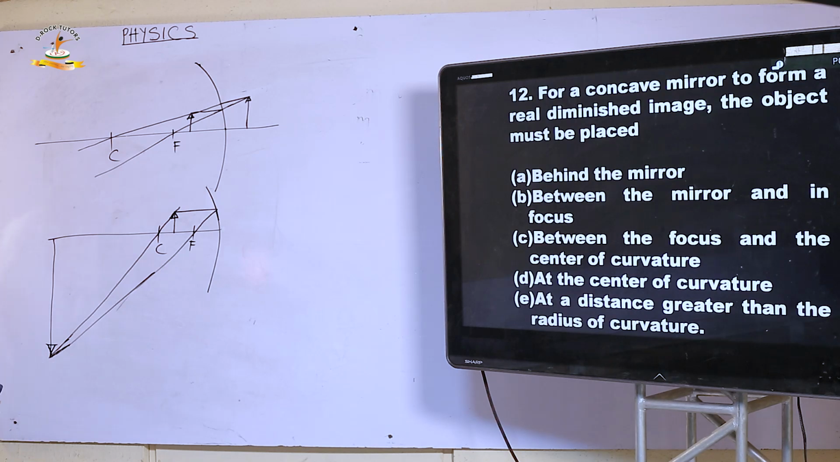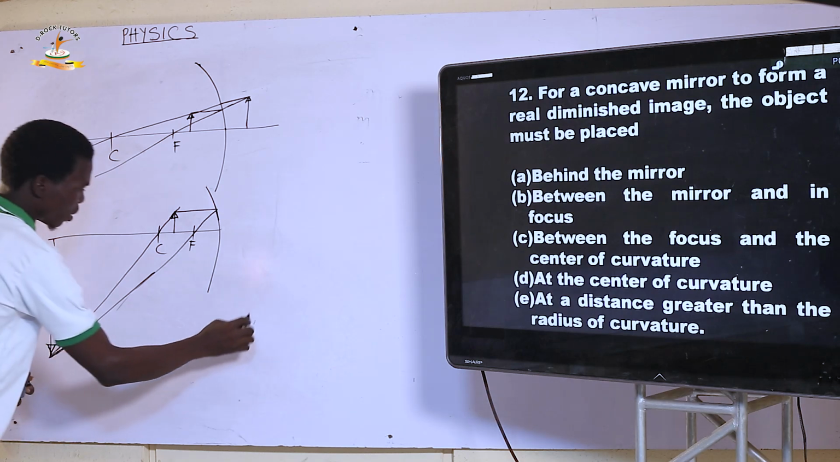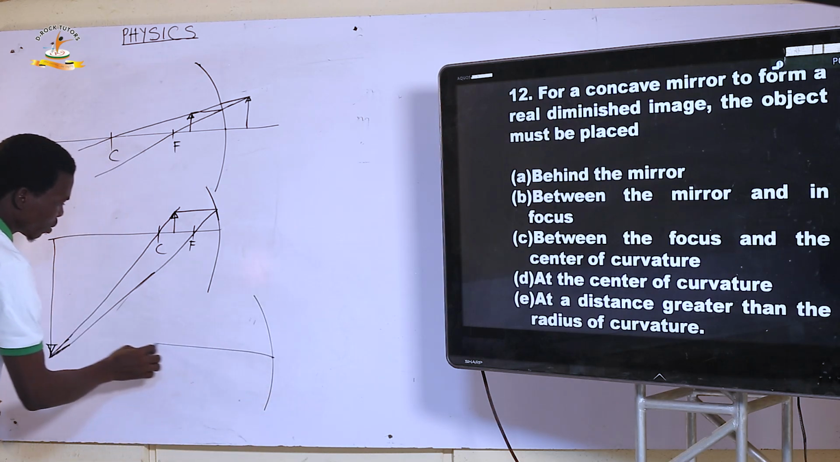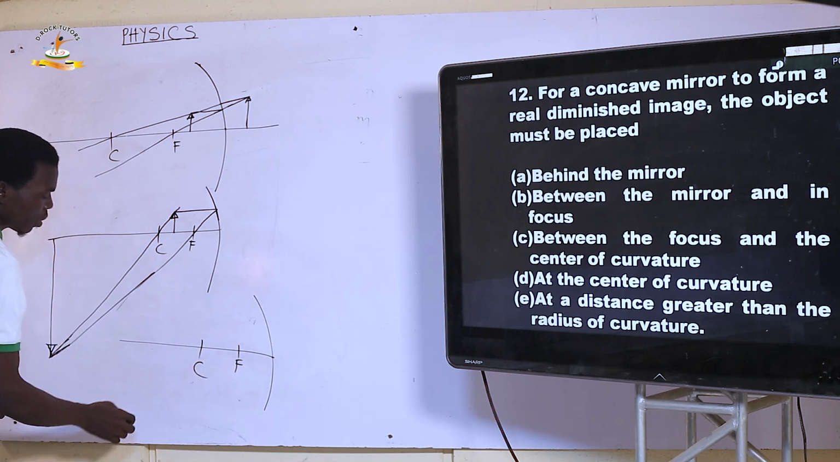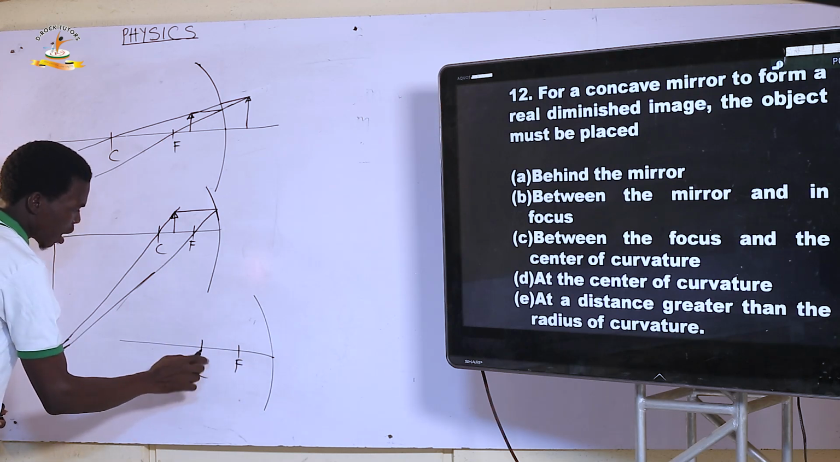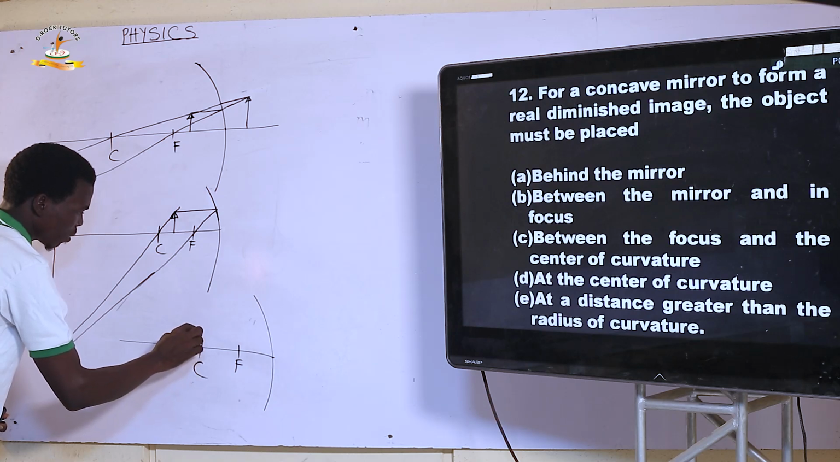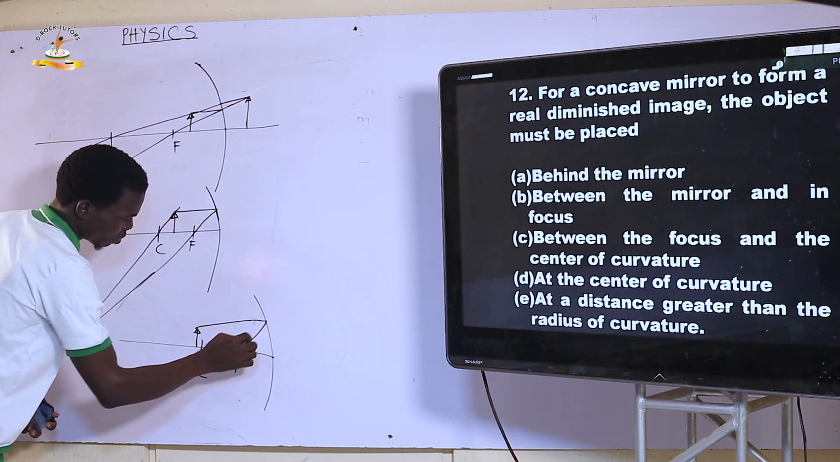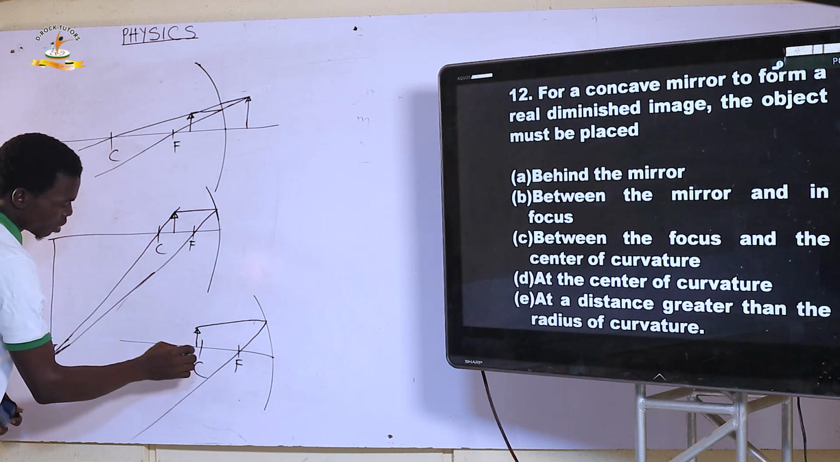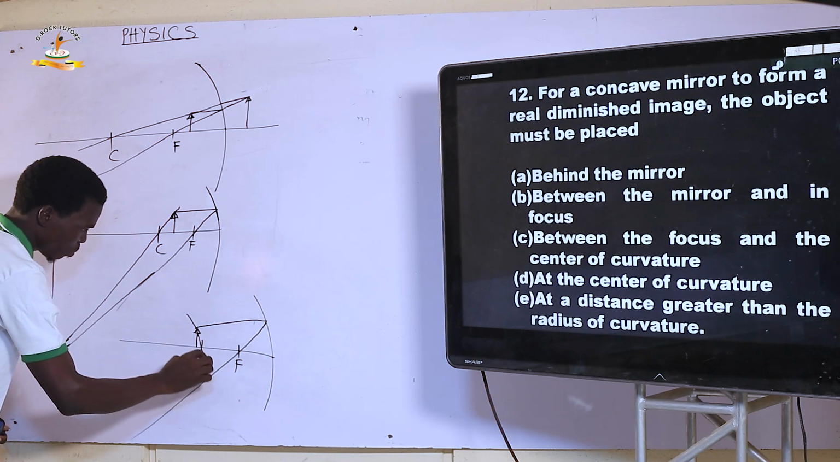And the last but not the least is when we put it just after the center of curvature C. Let's see what happens here. We have our focus and our curvature, and we're going to put the object somewhere after the curvature. And we draw the ray diagram again. This will pass through the focus. And what happens? It will just be like this.